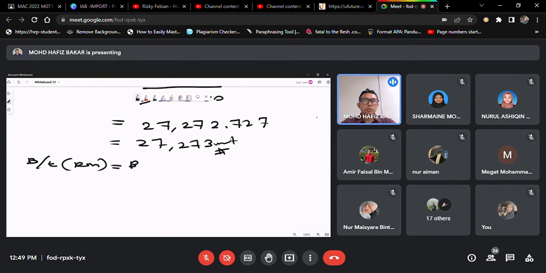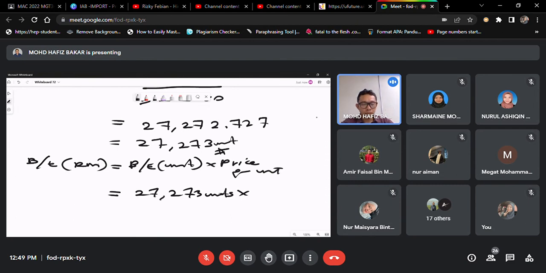So the formula will be break even in units times price per unit. 27,273 units times price per unit is RM5. 27,273 times 5 RM, 136,365. Okay, correct.